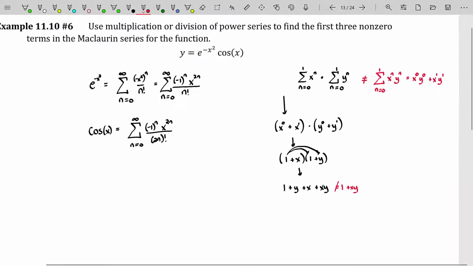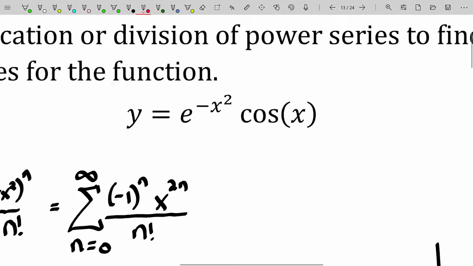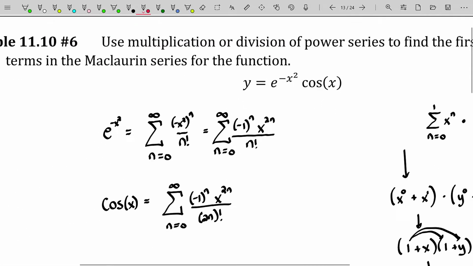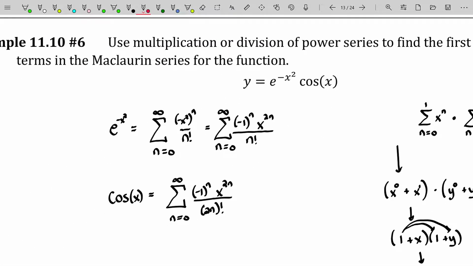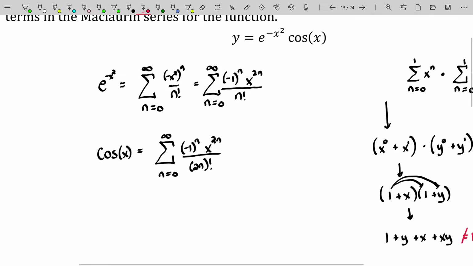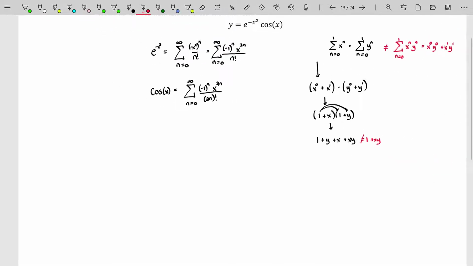So what does this mean in the case that we're considering right here when we take the power series of e to the negative x squared and multiply it by the power series of cosine of x? Well, that means that you have to do term by term multiplication. In other words, you need to expand out both of these series for a little bit and then multiply terms against each other. Now, that is going to take an infinite amount of time.